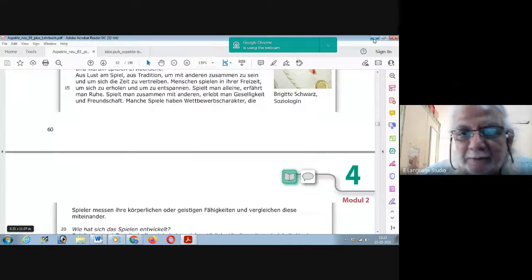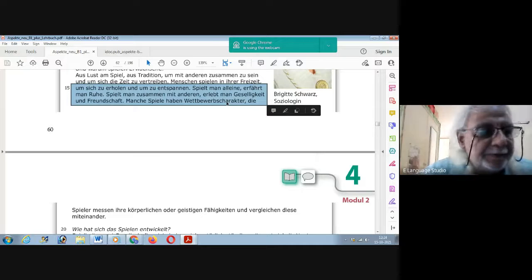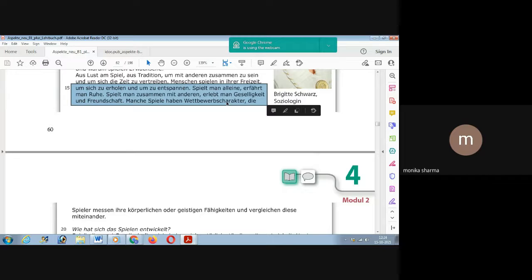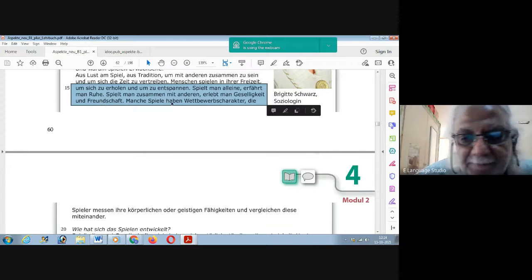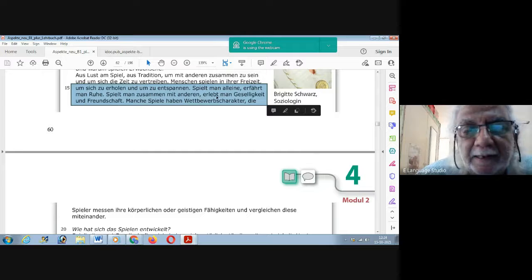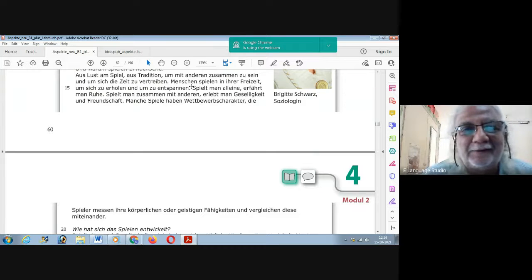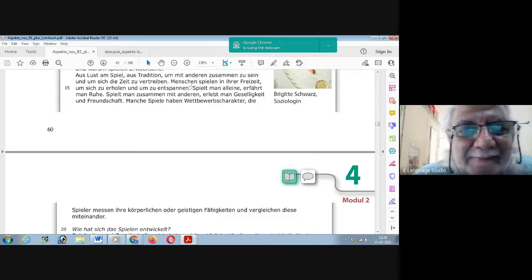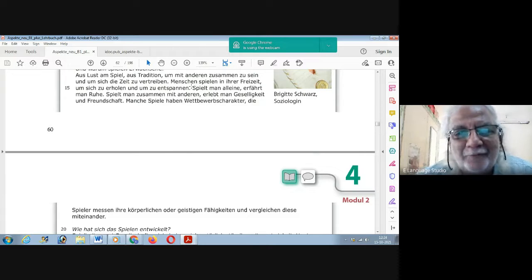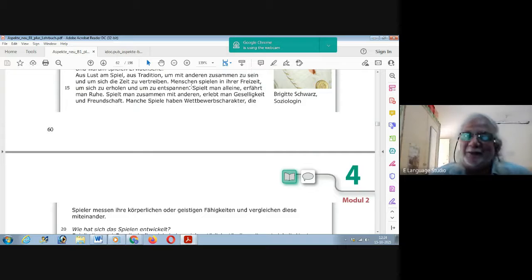Und das ist hier auch uns gezeigt in diesen zwei Sätzen. Spielt man alleine, erfährt man Ruhe. Spielt man zusammen mit anderen, erlebt man Geselligkeit. Also, wenn man alleine spielt, erfährt man Ruhe. Wenn man zusammen mit anderen spielt, erlebt man Geselligkeit. Das ist ein Konditionalsatz ohne wenn. And this is exactly what I was telling you about. You have to watch out for these small changes. Genau. Catch them and ask me, sir, what is this? Why is it like this? Yeah, that you have to catch.